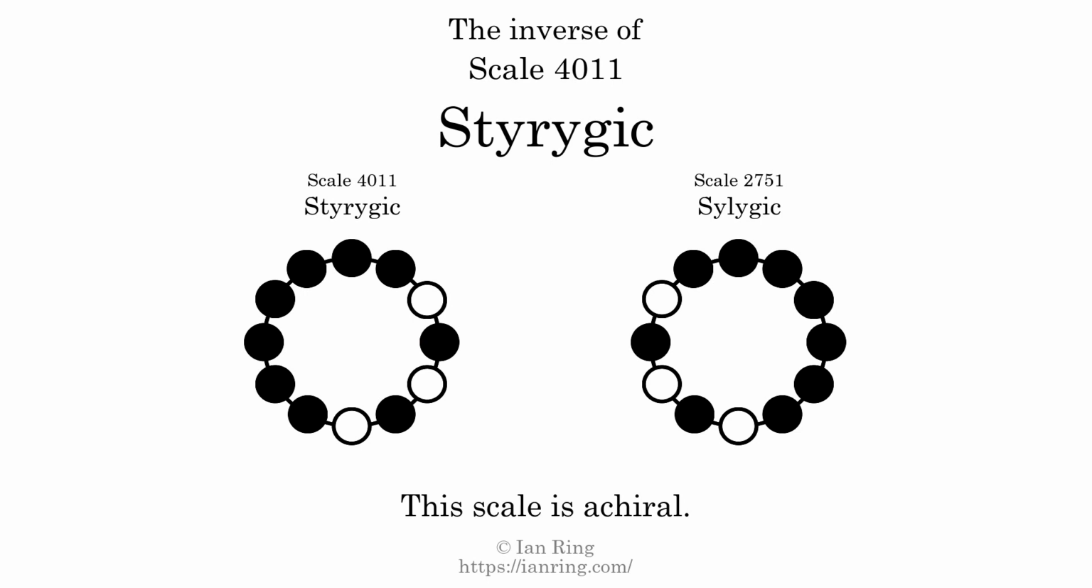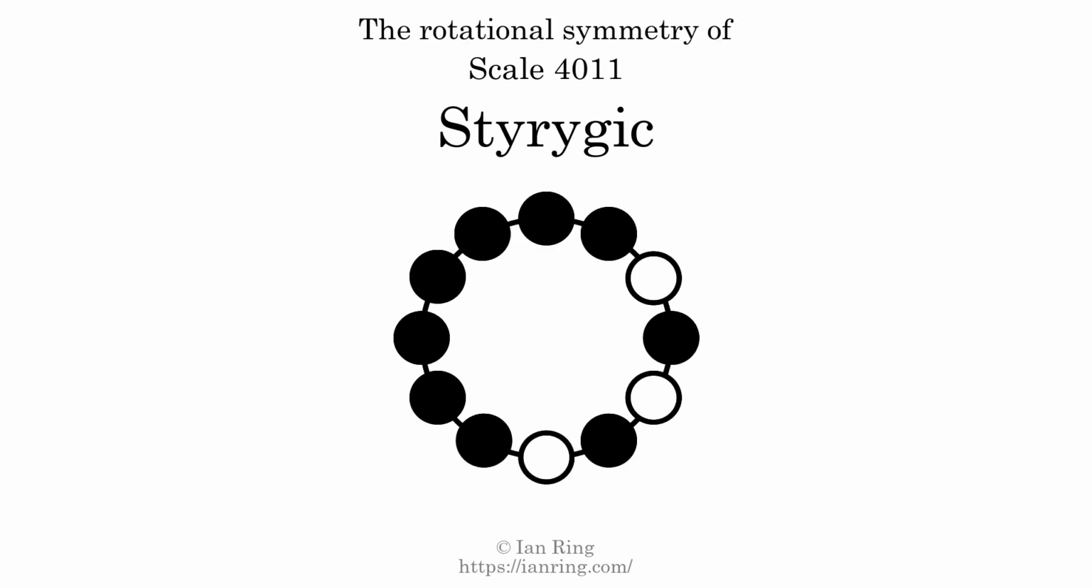The inverse of a scale is a mirror image. It is what you get when the sequence of intervals is reversed. The inverse of this scale is scale 2751, also known as Styrygic. This scale is achiral, since it can transform into its own reflection by a rotational transformation. This scale has no rotational symmetry.